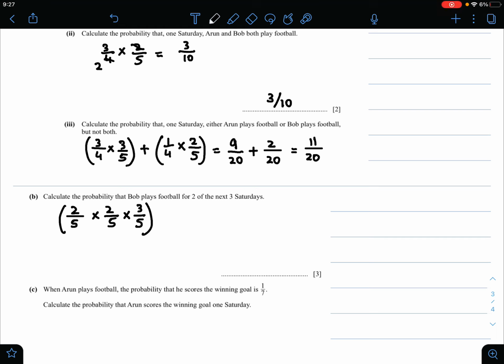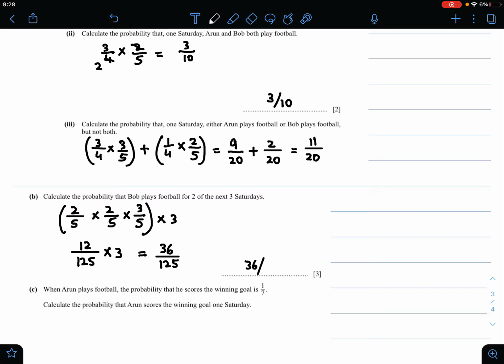So this shows that he plays 2 out of the 3 Saturdays and then multiplied by 3, because there are 3 different possibilities that can occur. As I just said, he can play first and second Saturday, or the second and third Saturday, or the first and third Saturday. So there are 3 different events that can happen. So you can simply multiply it by 3. So 2 multiplied by 2 multiplied by 3 will be 12 divided by 5 multiplied by 5 multiplied by 5, which is 125, multiplied by 3, which is equal to 36 divided by 125. So this will be your final answer for part B.